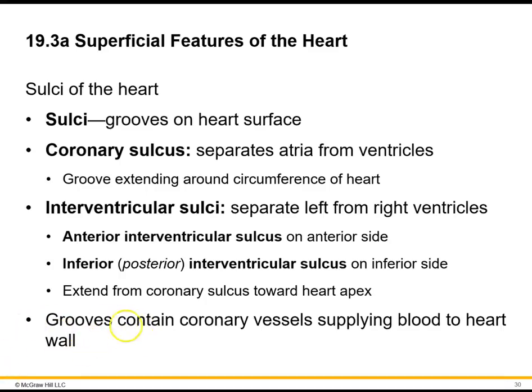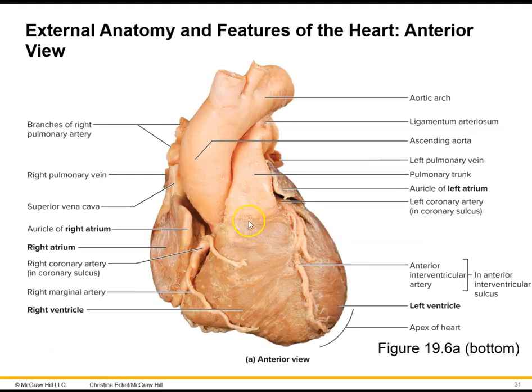And what these grooves do is they contain the coronary vessels that supply blood to and from the heart wall. All right, here is the external anatomy again. You can see the right atrium. Here's the auricle of the right atrium. You can see the right ventricle here. And separating those two is the coronary sulcus.